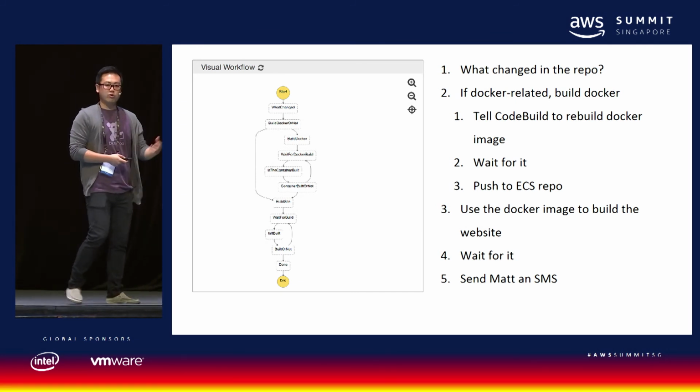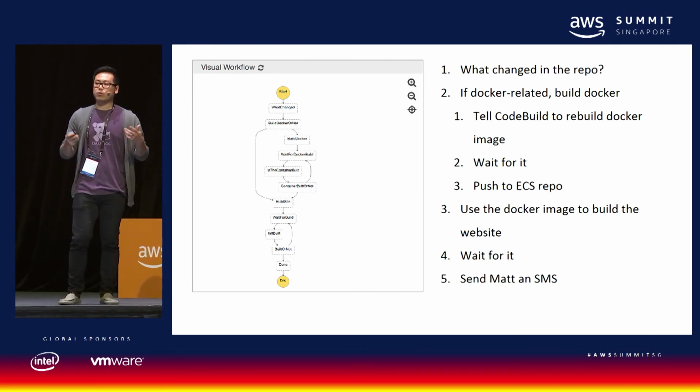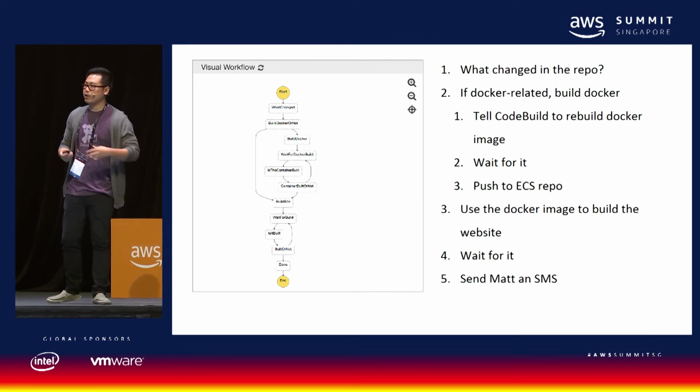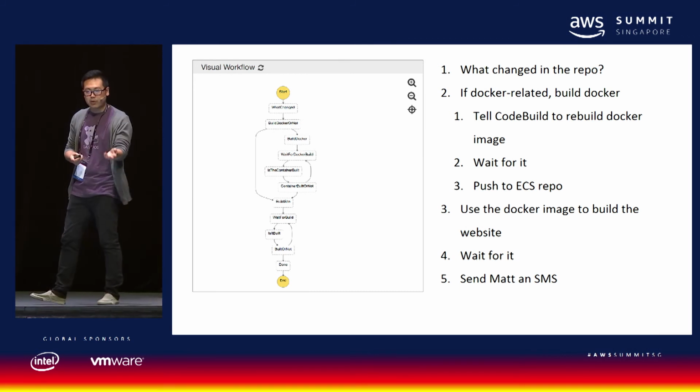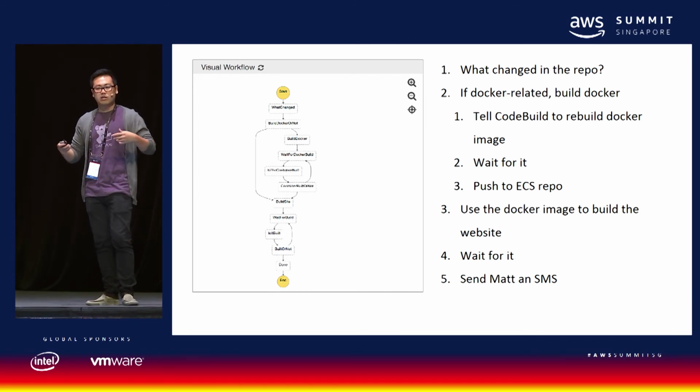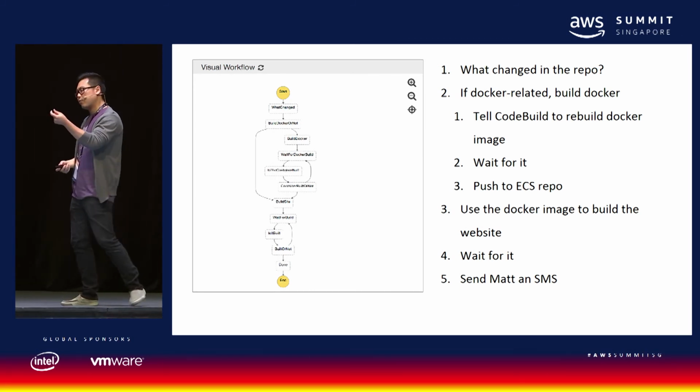Build Docker, just use CodeBuild. Wait for Docker build, waited for 20 seconds. Is the container built? Check to see if it was done. Output a variable. Container built or not? Simple choice. So all of these are responsible for one small thing.